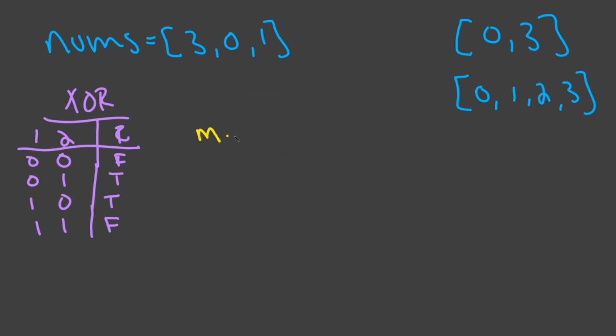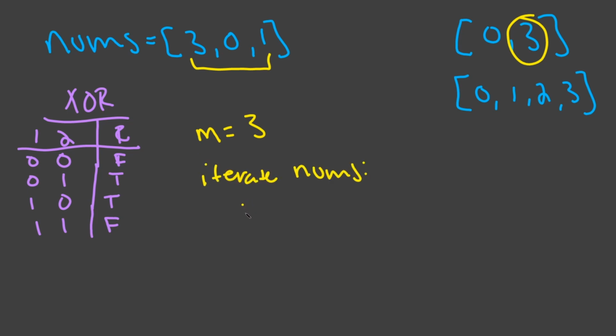I'm going to call it m, and that's going to stand for missing number, and I'm going to set it to n here, which is 3 currently, because that's how many distinct numbers we have in this array. And then from here, we want to iterate through this nums array. So iterate nums. And then in here, we want to do m is equal to m XORed with i, which is our iteration counter, and then XOR that with our current number. So that's nums at i. And then at the end, you just return m.